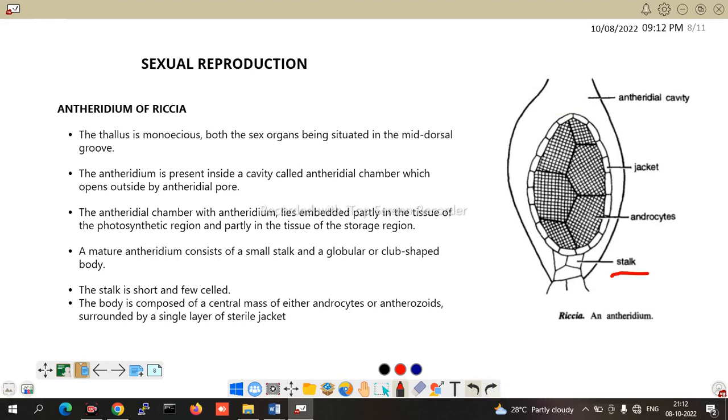The body is composed of a central mass of androcytes or antherozoids. Here is the body. Each has an antheridial chamber, and within the chamber androcytes are present. The androcytes are enclosed by a hyaline protective jacket. Here is the white hyaline protective jacket, and it is sterile in nature. Sterile means it doesn't take part in reproduction.